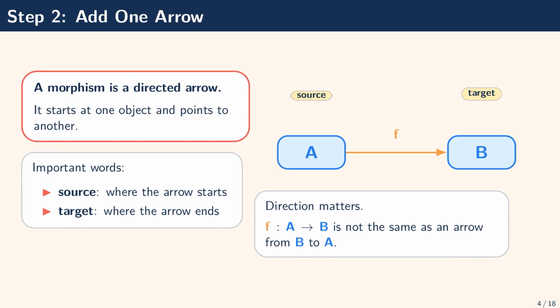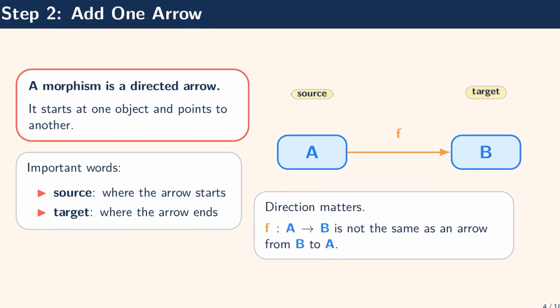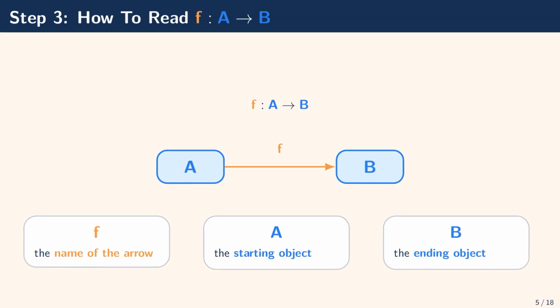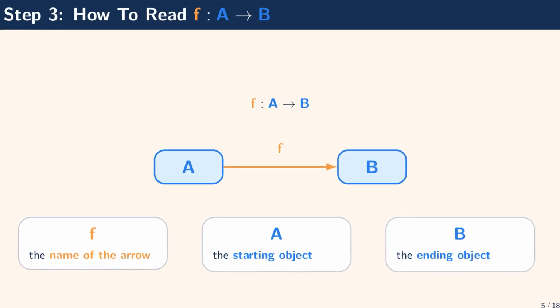Step 2 adds a single arrow, also called a morphism. The arrow starts at its source and points to its target. In this picture, F goes from A to B. Direction matters, so an arrow from A to B is not the same thing as an arrow from B back to A. This is how to read the notation F from A to B.